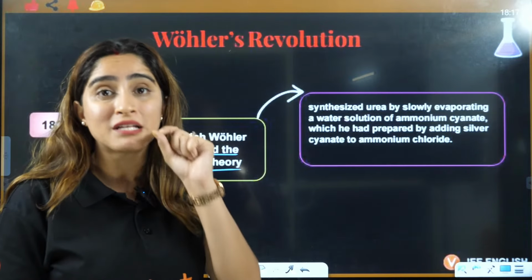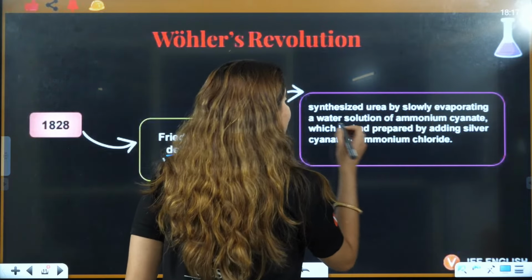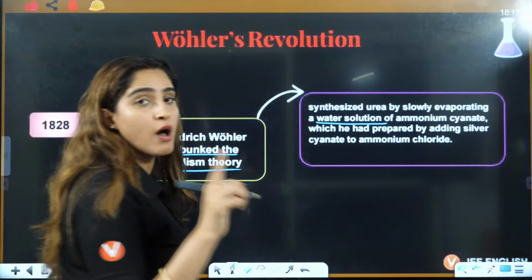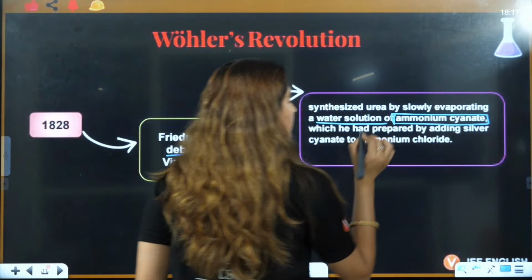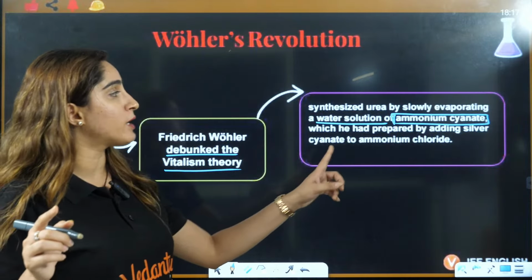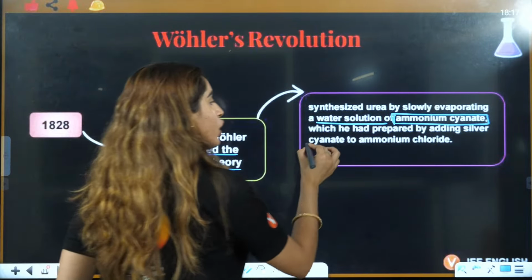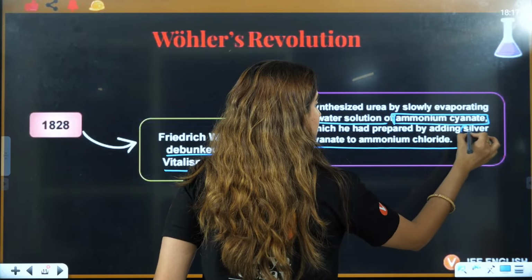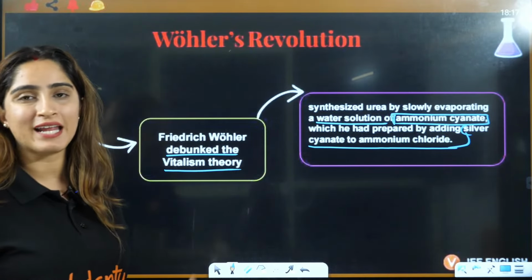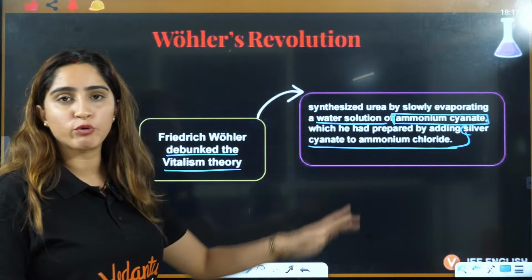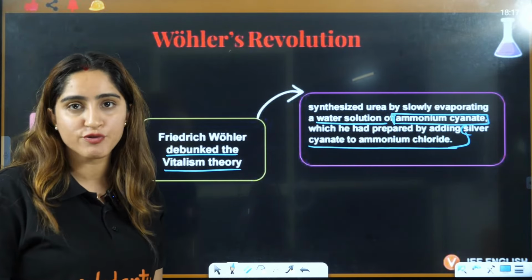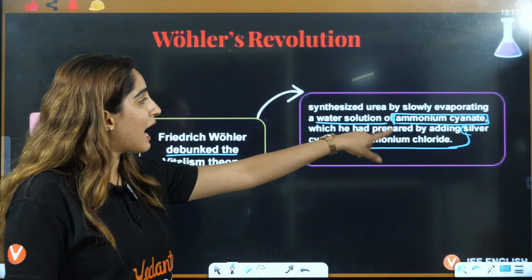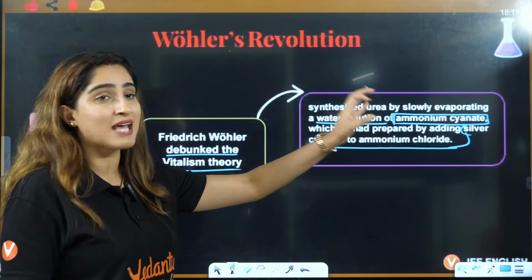But he was able to synthesize the urea by slowly evaporating a water solution of ammonium cyanate, NH4CNO, which he had prepared by adding silver cyanate to ammonium chloride. Firstly, he added AgCNO to ammonium chloride, NH4Cl. Then he formed ammonium cyanate. Right. After that, he slowly synthesized the urea.